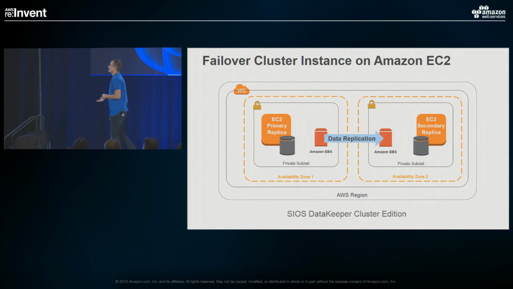So what if you're not using Enterprise Edition and you don't have access to it? For folks running Standard Edition, you can use SIOS DataKeeper Cluster Edition to simulate that shared storage. So you're going to have 2 distinct EBS volumes. They are seamlessly replicated at a block level. And that gives the appearance of shared storage, so you can implement failover cluster instances.